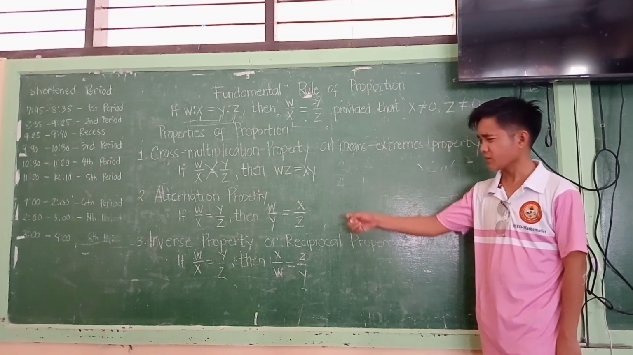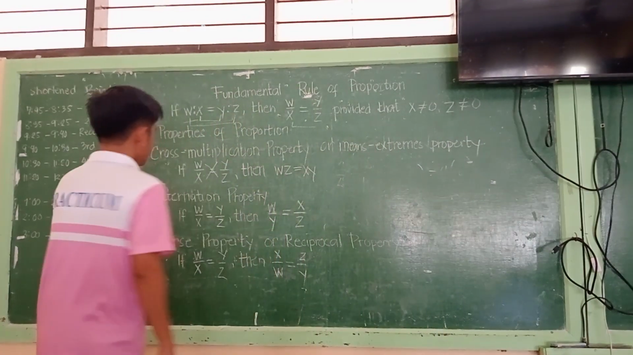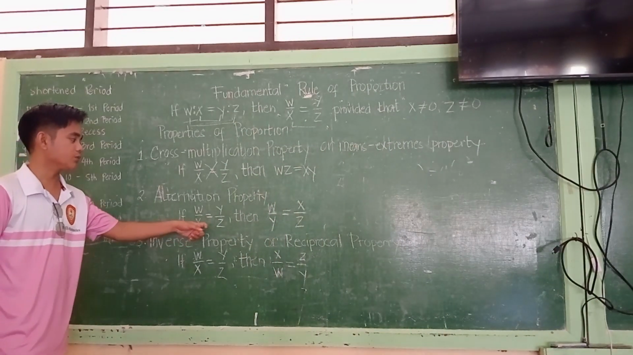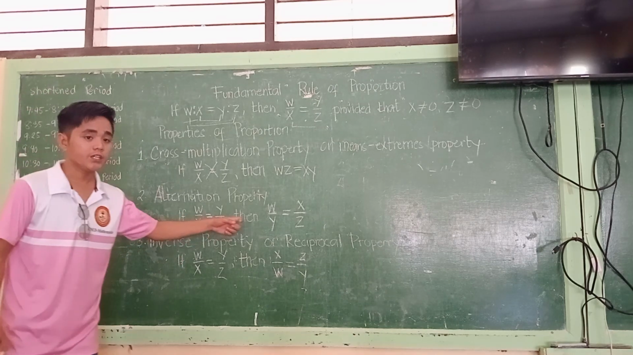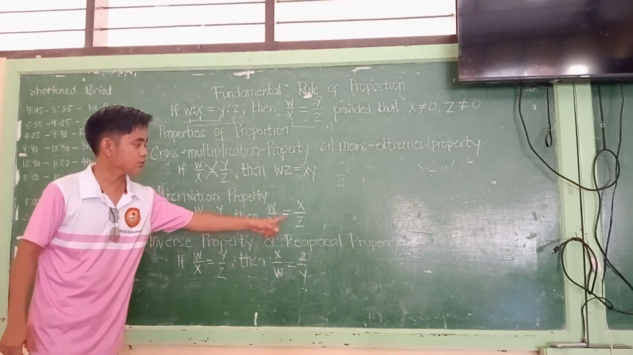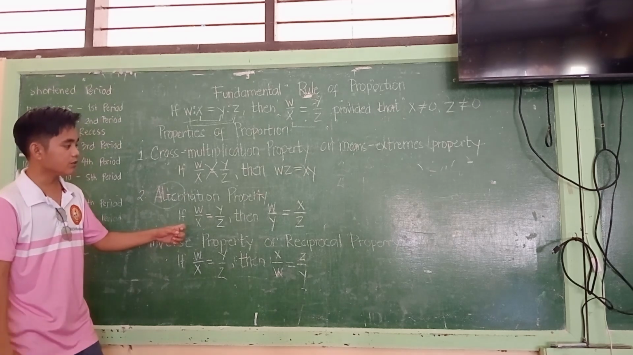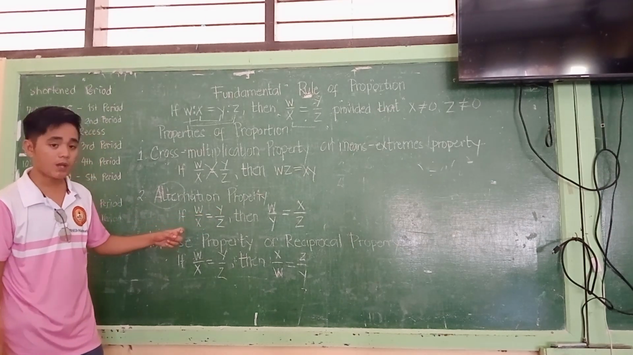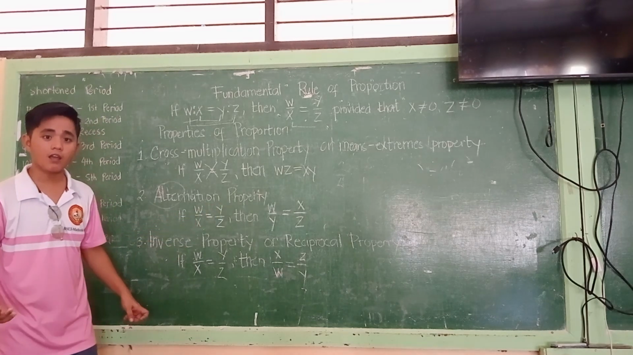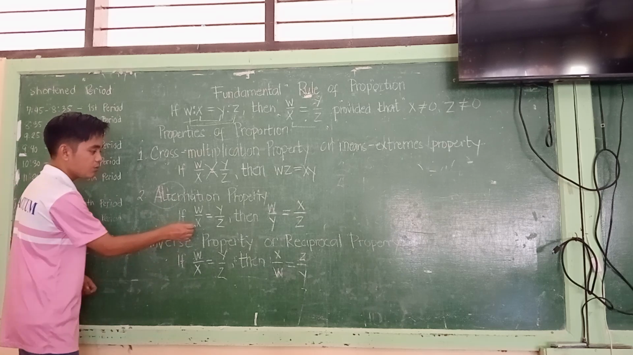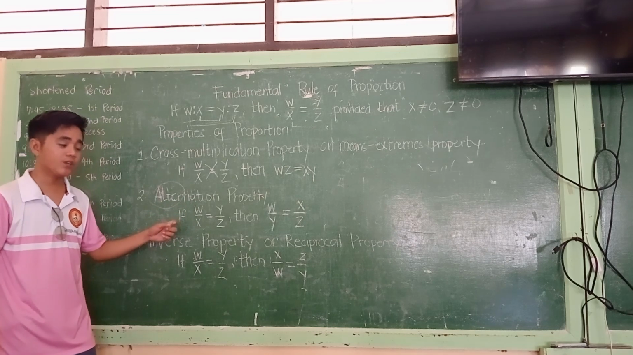Okay, so the first, the property of alternation: if w over x is equal to y over z, then we could rewrite this proportion into w over y is equal to x over z. From the word alternate, it alters x and y, swapping the two. By using the alternation property, if you swap x and y, you get a proportion of the same form, which is just the same as this one.